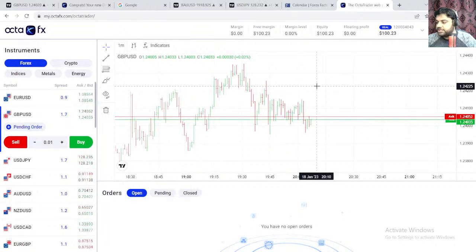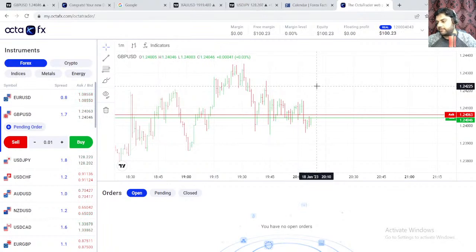Okay, so Gaurav ji, my strategy works on all the time frames. You just have to pick your own time frame and it will work for you. Nothing to worry about. So you can use any time frame for this strategy. So don't worry about the time frames.